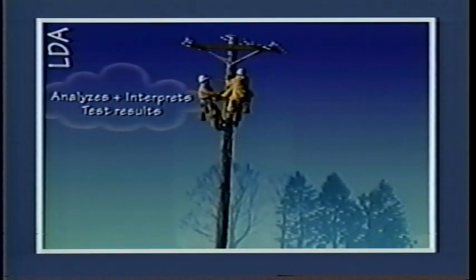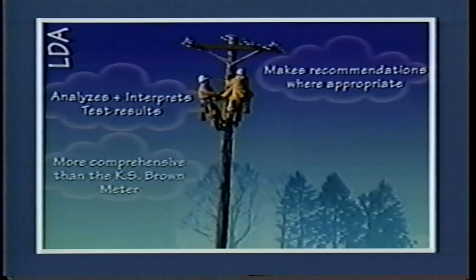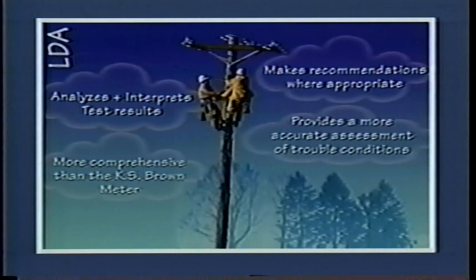The Loop Diagnostic Assistant Program has been developed to analyze and interpret test results. LDA uses the 8336 test features, which are more comprehensive than the KS Brown meter. This program is also capable of making recommendations where appropriate. And finally, LDA provides a more accurate assessment of the trouble conditions.